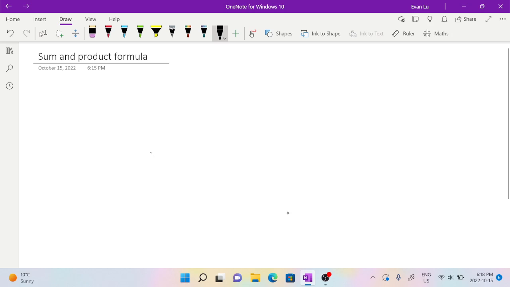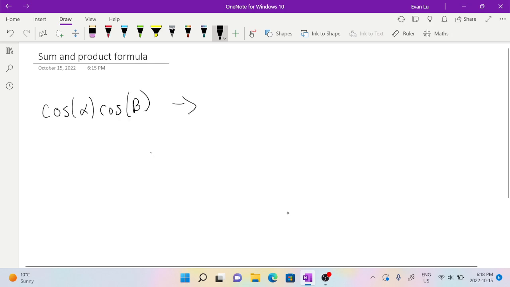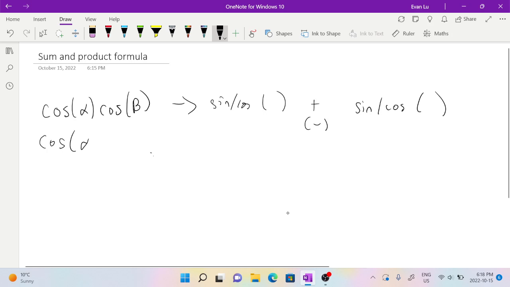So let's say you had cos of alpha times cos of beta, and you wanted to turn this into either a sine or cos of some angle plus or minus the sine or cos of another angle, right? And then of course, you would also have cos of alpha, sine of beta. So if there's one of each, and then also sine alpha, sine beta.